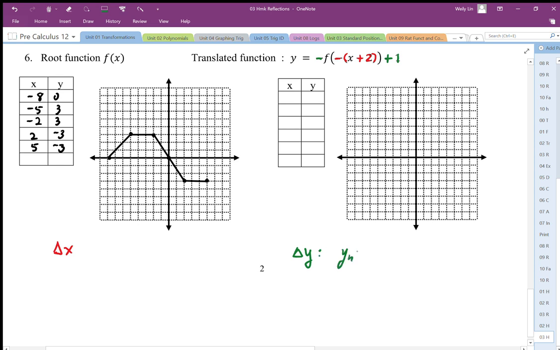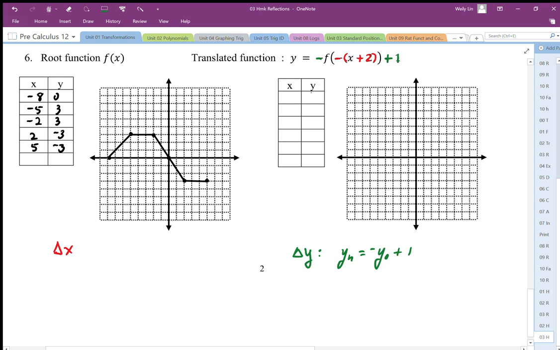My new y is going to be calculated by, the first thing is I'm going to apply the negative and then the plus. So I have negative and then plus 1. And I can then just use this to get my new y coordinates. So I'm just going to flip it and add 1 to everything in the y column. So negative and flip and add 1.